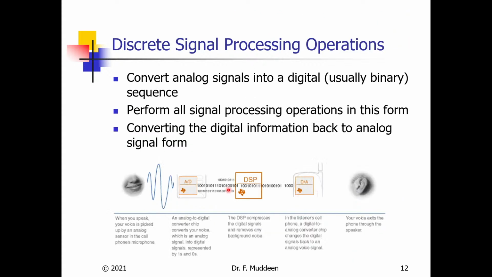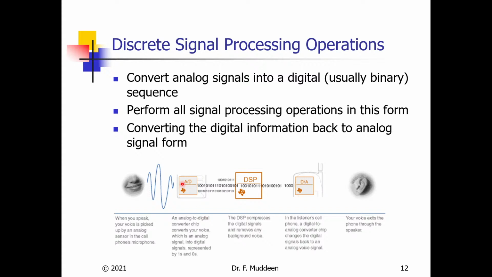So basically, how the discretized signal processing operation occurs is that it converts some sort of analog signal into a digital signal, and it forms a binary sequence from doing this conversion. Once it is in the digital domain, we perform all the signal processing operations in the digital domain because it's a lot easier to do. And once we get the required output signal, we just need to convert it back into analog signal form for us to see or hear it, or get some sort of tactile feedback.